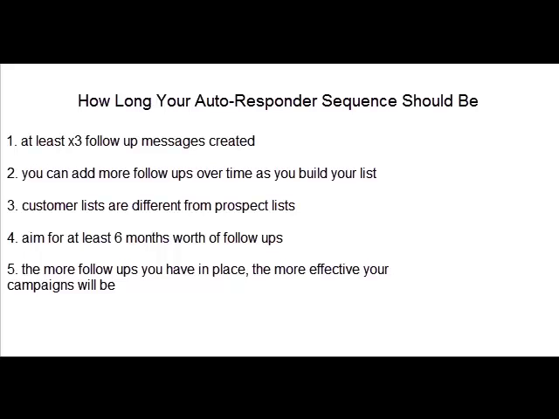So let's go over those 5 tips again. So the first one is make sure that you have at least 3 follow-up messages in place as soon as you create a new campaign and you start to build your list, okay? Don't start to build a list until you have at least 3 follow-up messages in place. 3 messages you can create within an hour, within a couple of hours. Is really easy. The second tip is you can add more over time.